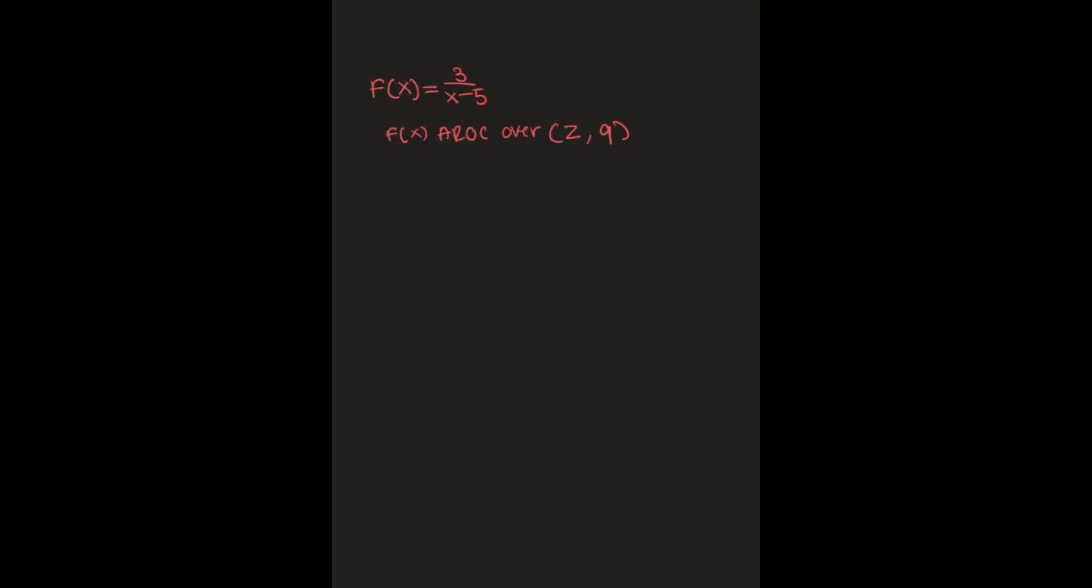So now we're going to look at a little bit of a harder problem. So we have the function f of x, and we're looking at the average rate of change over z to 9. So using the formula we used earlier, y2 minus y1 over x2 minus x1, we're setting it up the same way. f of 9 minus f of z over 9 minus z equals, so we know f of 9 equals 3 over 9 minus 5, making this 3 over 4. So this is 3 over 4 minus, you just plug in the z into the equation at this point, 3 over z minus 5, over 9 minus z.